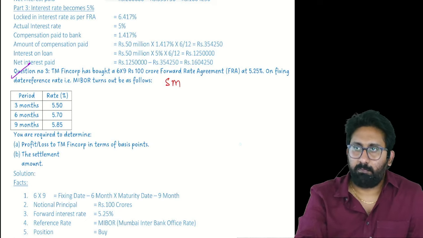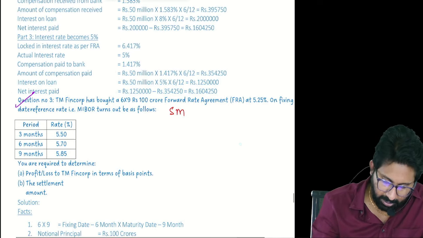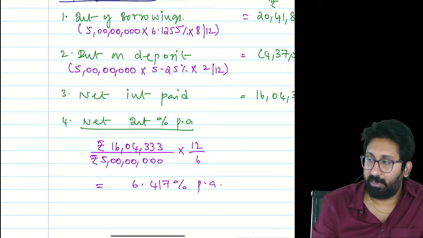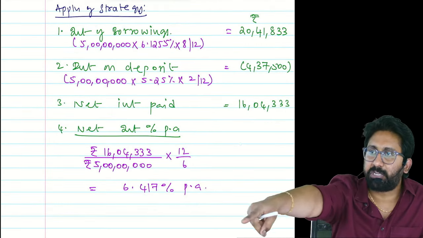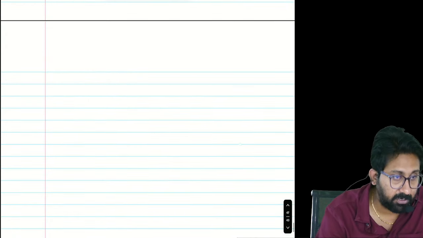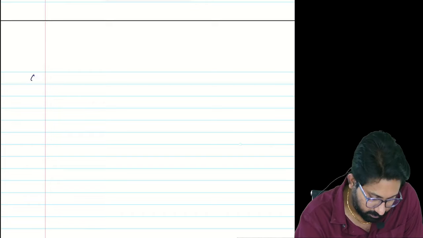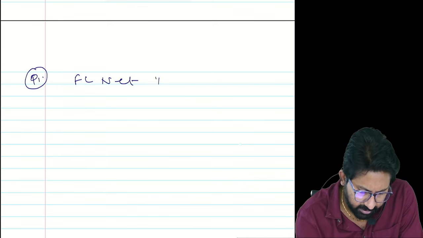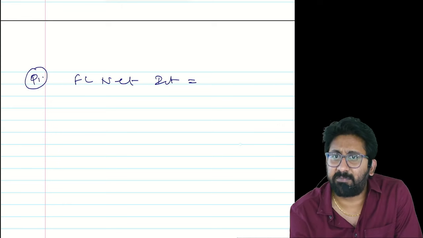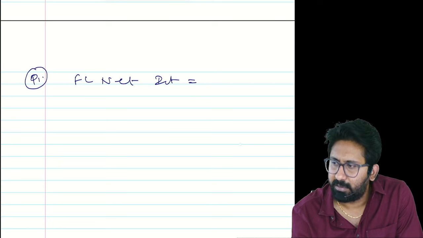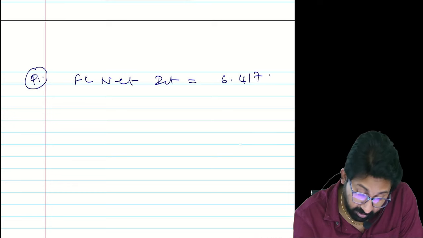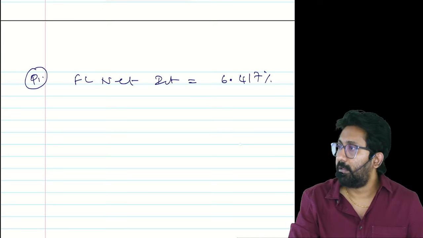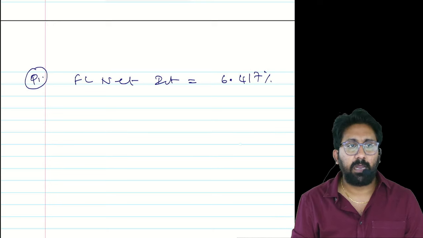Okay. Now let me ask you one question, answer one by one. Take question number one. Do you have the information on hand? Tell me the facts of that question. Forget about facts here. Tell me, what is the forward loan net interest rate? Not 5, you got some 6.815 or something. 417, sorry, I forgot. 6.417%. What is this 6.417? Net interest rate.